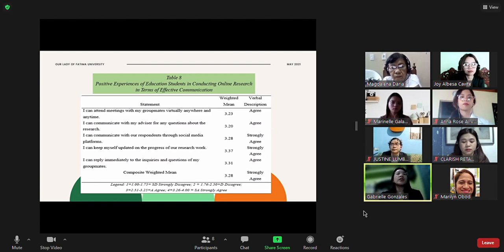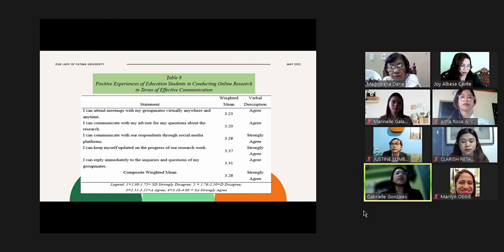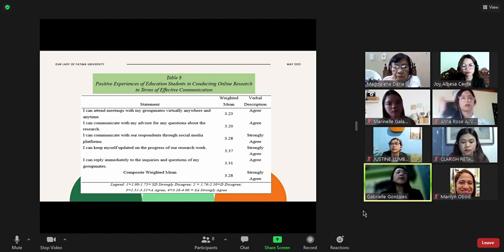While the lowest rating in weighted mean is 3.20, and they agreed that they can communicate with their advisor for any questions about the research. The composite weighted mean in terms of effective communication is 3.28, and the verbal description is strongly agree. Next.